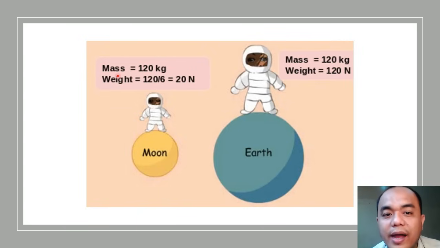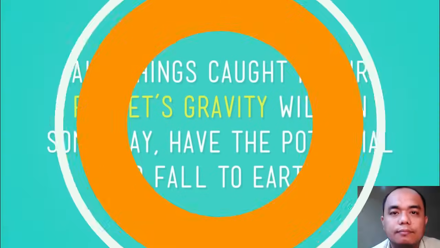So take note, your mass is 120, your mass on the moon is 120, and your mass on Earth is still 120. But your weight on the moon is different from your weight on Earth. Your weight on Earth is 120 Newton, but you weigh less on the moon, which is only 20 Newton.